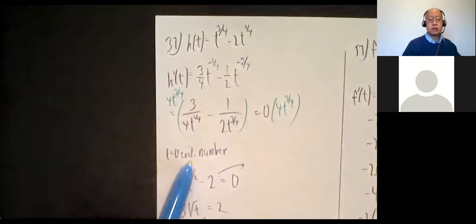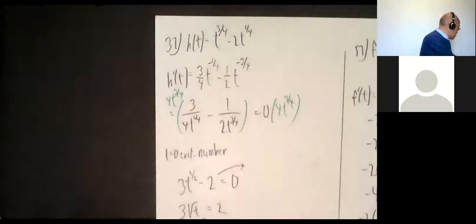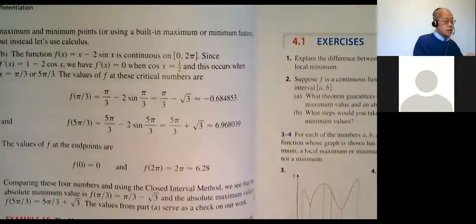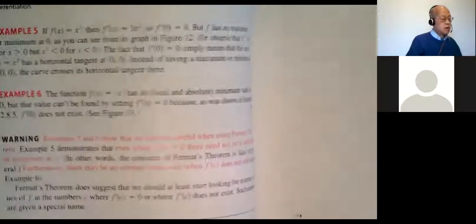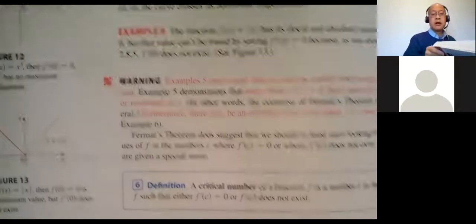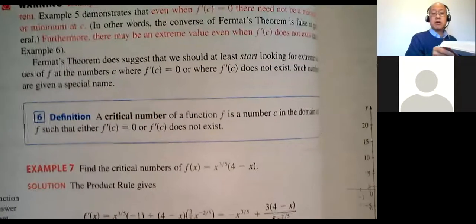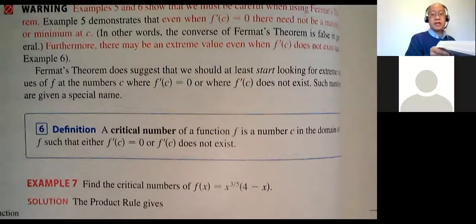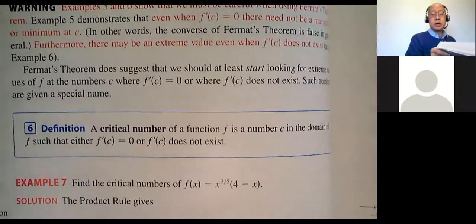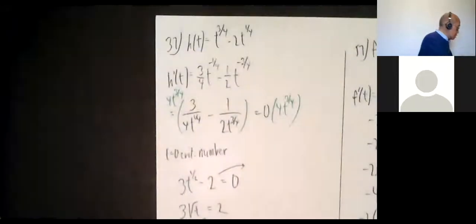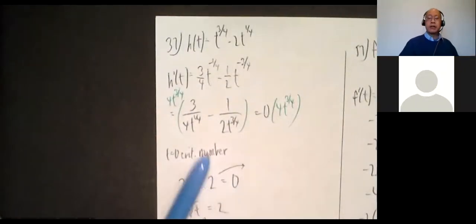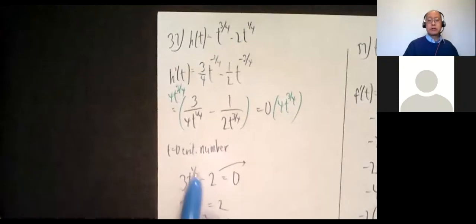So t equals 0 is a critical number automatically. Okay, so remember again the definition of critical number on page 280. Critical number: the derivative is either 0 or the derivative does not exist. But the number c that they're talking about is in the domain. Okay, 0 is in the domain, but I can't plug it into the derivative. So t equals 0 is a critical number.